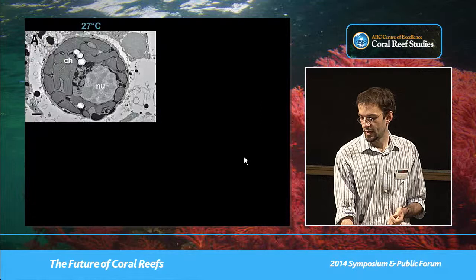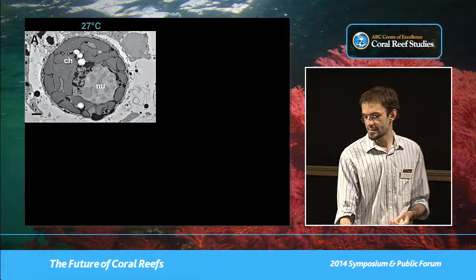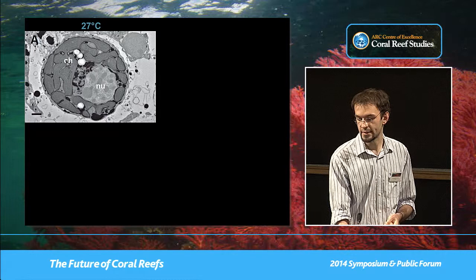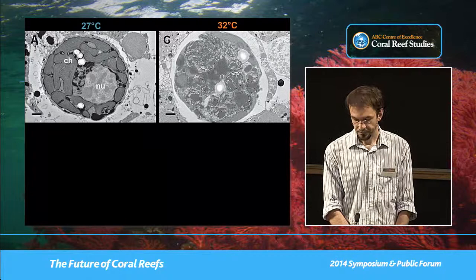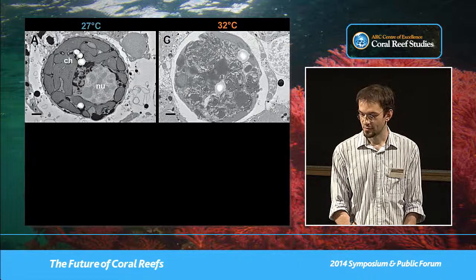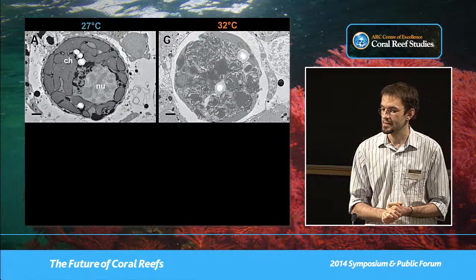And when I looked at the Symbiodinium cells using electron microscopy, that's a Symbiodinium cell from the control kept at 27 degrees. You can clearly see the chloroplast, the nucleus, all the organelles are well preserved. And that's a cell from the treatment at 32 degrees. As you can see, there's not much cellular organization left. The cell is highly damaged, and it's in a stage called necrotic.